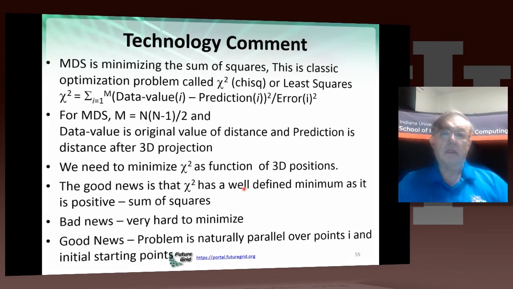So here is a little comment on the general technology of minimizing sums of squares, which is called the chi-square problem or the least squares problem, where chi-squared is the sum over a set of measurements of the value of the measurement minus the prediction of the measurement, all squared, over the error in the measurements, all squared. And I say for multidimensional scaling, the number of terms is n times (n minus 1) over 2, when n is the number of points. So for n of 100,000, this is 0.5 times 10 to the 10.